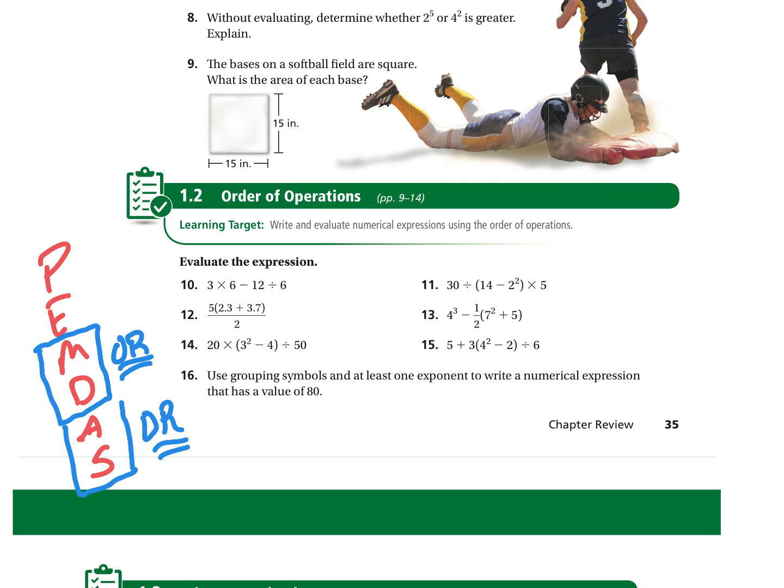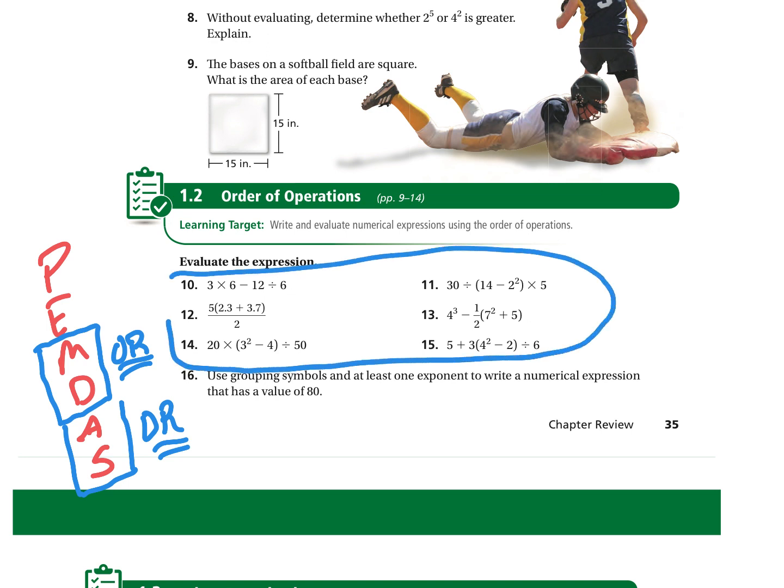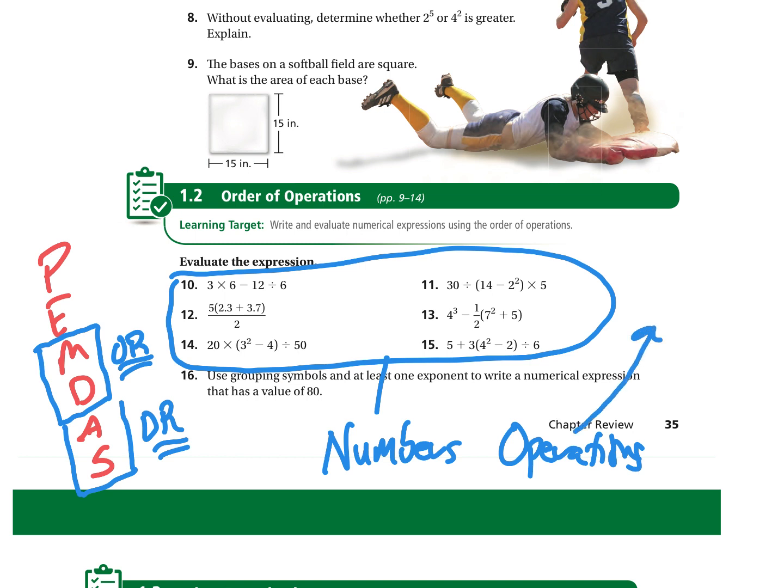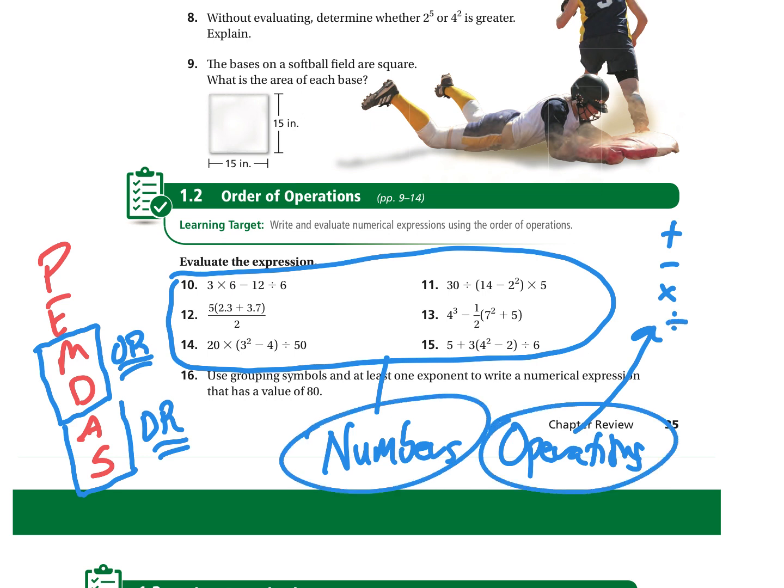So that's PEMDAS, so being able to solve all of these. These are all numerical expressions because they involve numbers and operations. And remember, operations is just a fancy word for addition, subtraction, multiplication, or division. So whenever you have numbers and operations, we call those numerical expressions. The key here is there's no equal sign. So we're learning how to solve those. Make sure you really have PEMDAS memorized and understood.